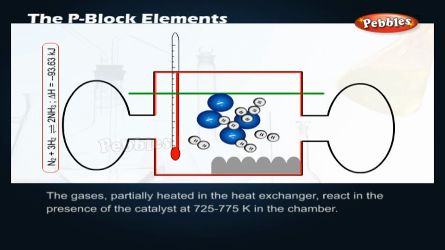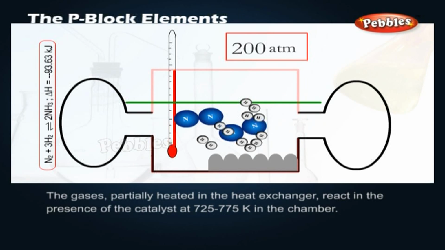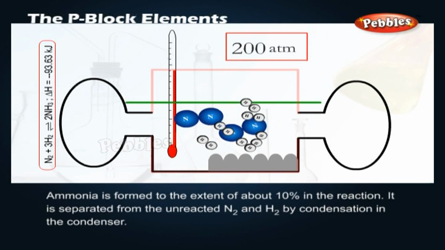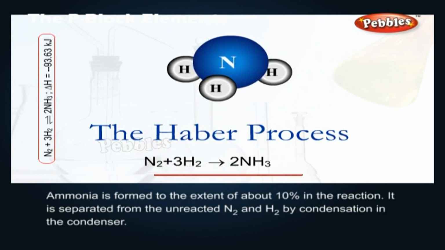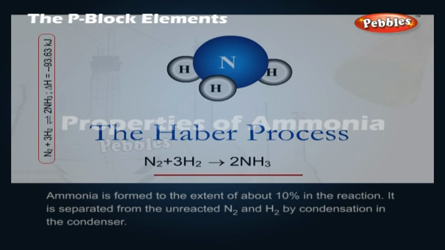The gases, partially heated in the heat exchanger, react in the presence of the catalyst at 725 to 775 K in the chamber. Ammonia is formed to the extent of about 10% in the reaction. It is separated from the unreacted N2 and H2 by condensation in the condenser.